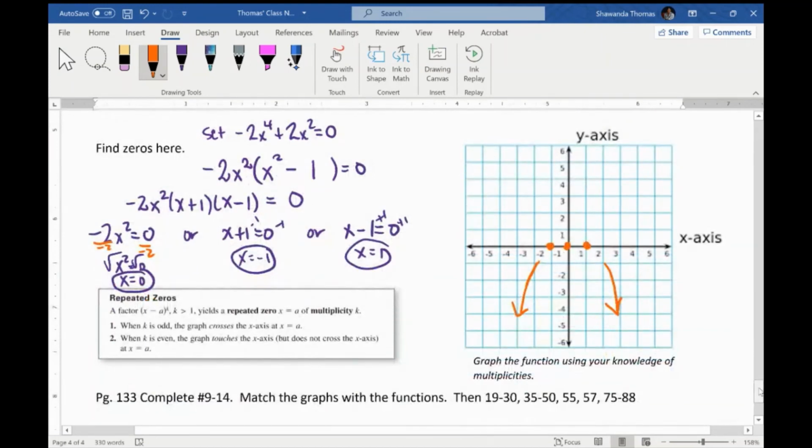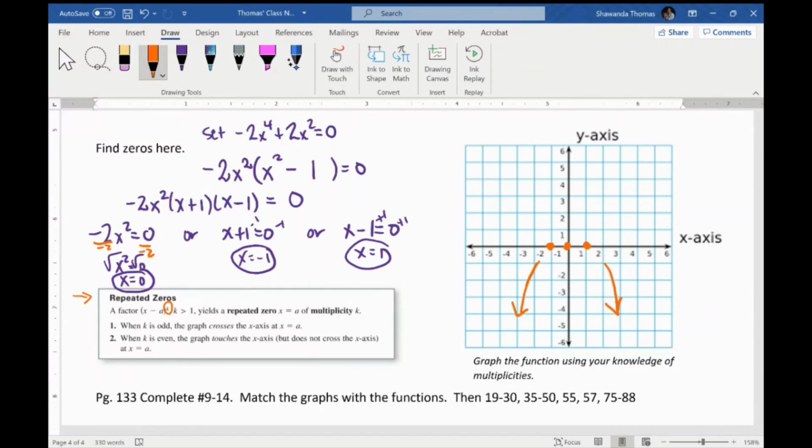All right. It says repeated zeros. A factor x minus a to the k power, where k is greater than 1, yields a repeated zero, x equals a of multiplicity k. That sure does sound like a lot of math terminology right there. All right. Number one, when k is odd. Now, what is k referring to? k is referring to the exponent of the factor.